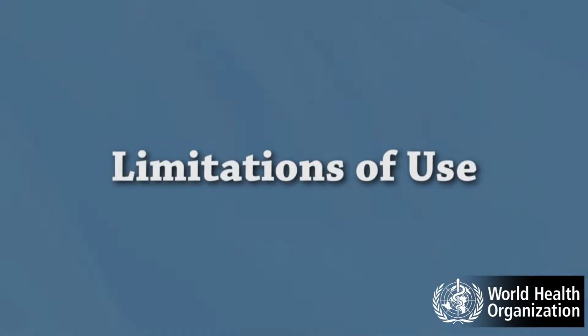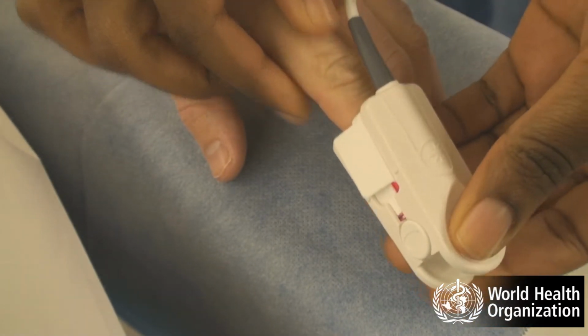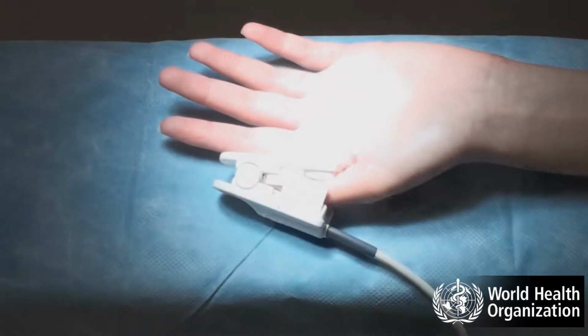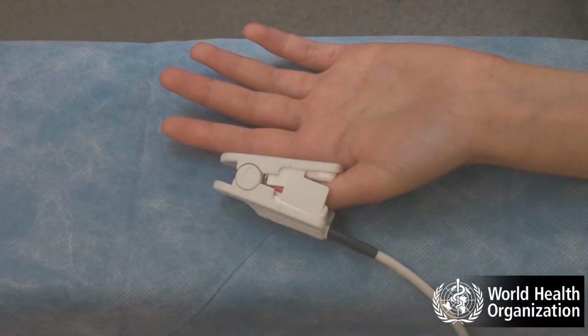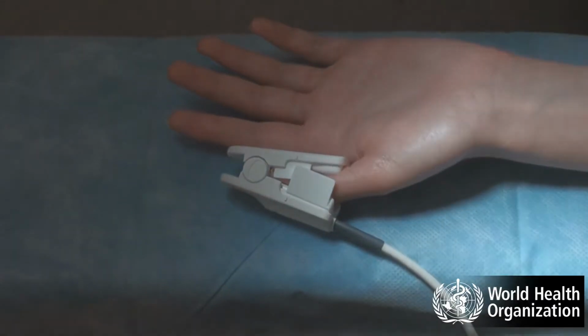Limitations of use. Several factors can interfere with the correct function of a pulse oximeter. Bright light, such as the operating room light or sunlight, directly on the probe may affect the reading.